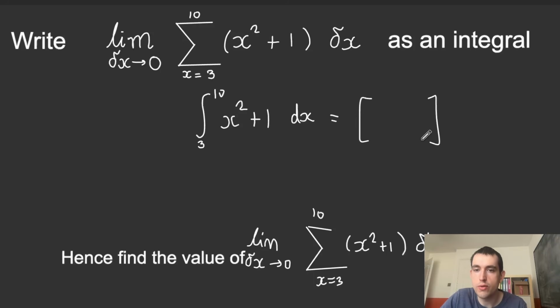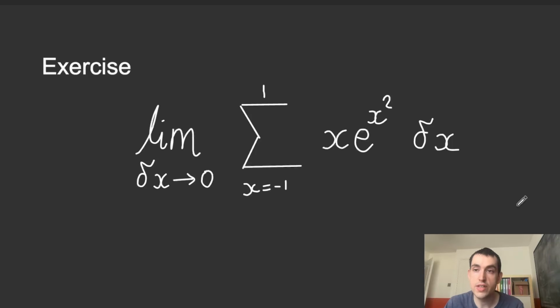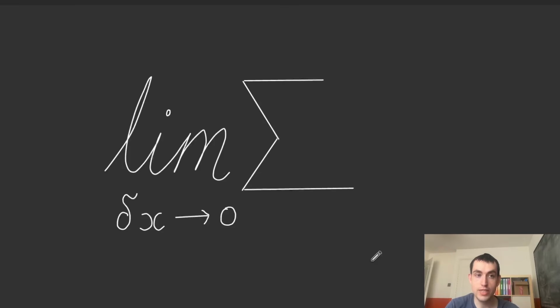So I won't go through it properly, but you'll do the usual funky stuff. Sub in 10, sub in 3, subtract, you get some answer, and you get an extra however many marks. So an exercise for you should be a quick one. Can you rewrite this limit of this sum of x e to the x squared delta x as an integral for me? And that is all you need to know.